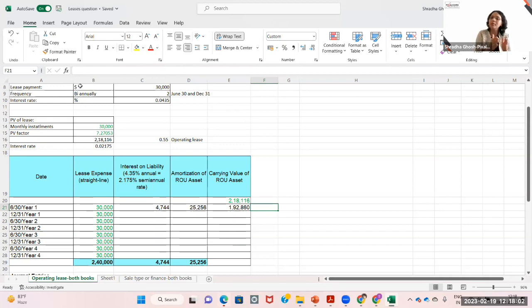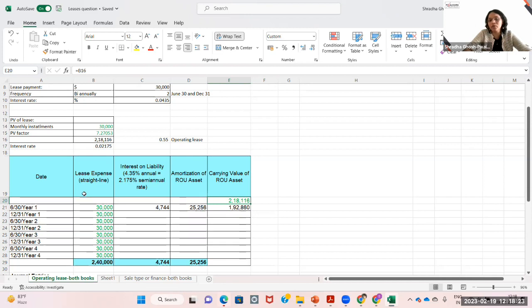He is going to record the PV of all the payments that he has to make to the lessor over the tenure of the lease. In my example, 4 years, 8 periods. He will discount all of this. Today's date, it is 2,18,860,116. So I discount all of that. That becomes my beginning liability.